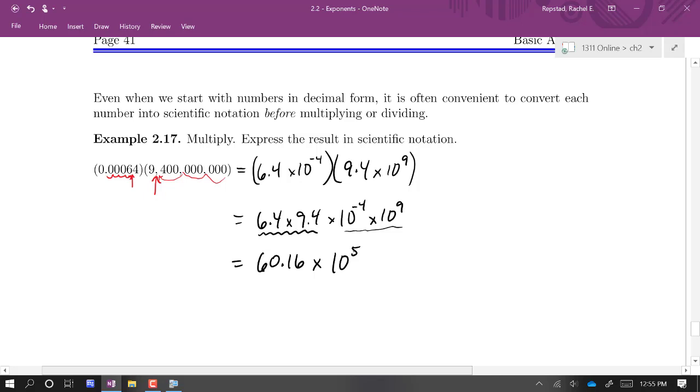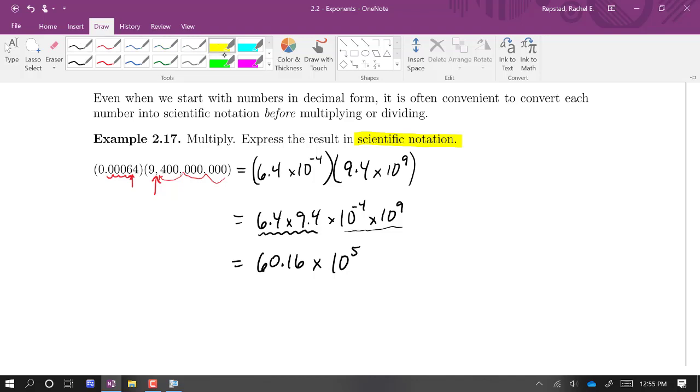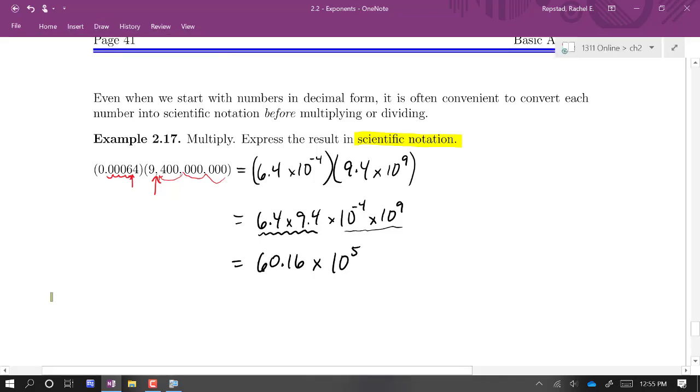Now it feels like we've reached an ending point and we're almost done, but we're not quite done. This problem says express the result in scientific notation. This number is not in scientific notation. Take a minute right now, maybe pause the video, and see if you can figure out why it's not in scientific notation.